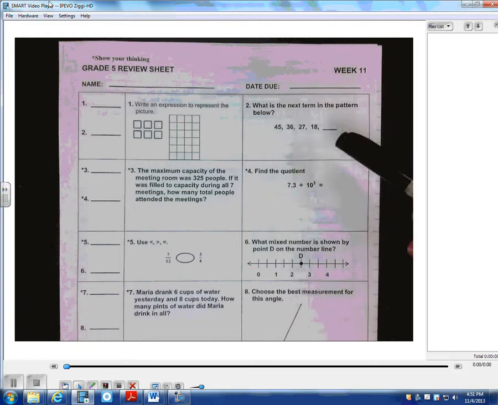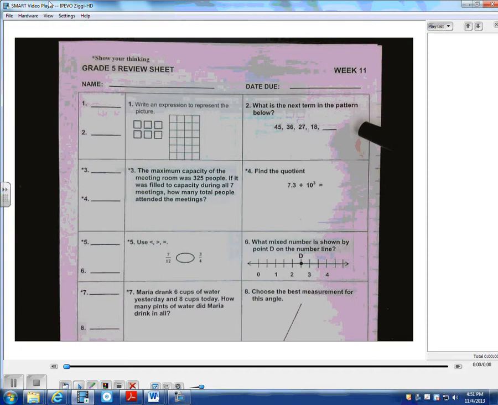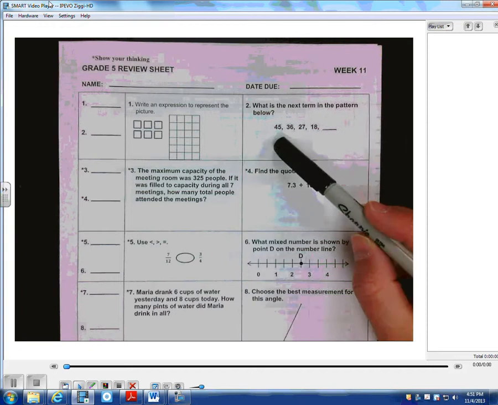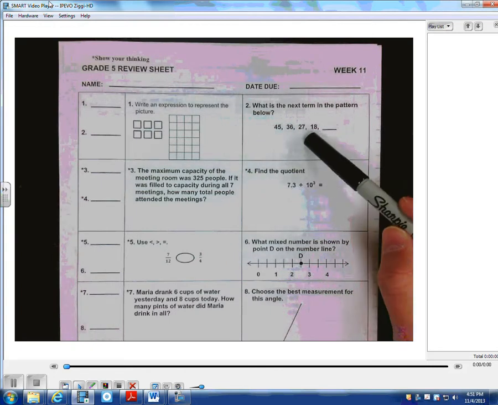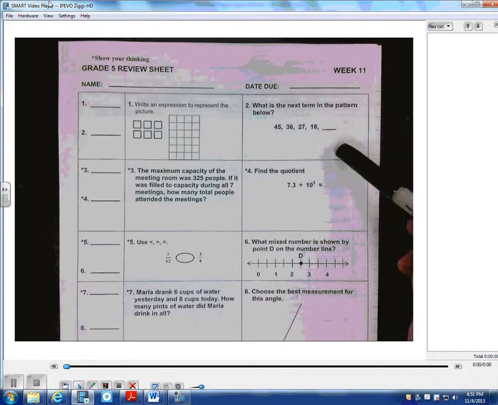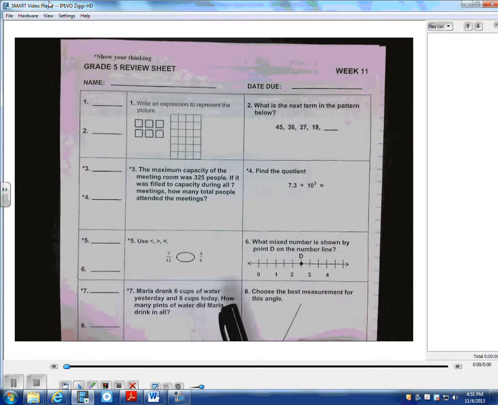Let's look at number 2. Number 2 is what is the next term in the pattern below. So you have 45, 36, 27, 18, and then we need to figure out the next one. So let's look at it a little bit closer.